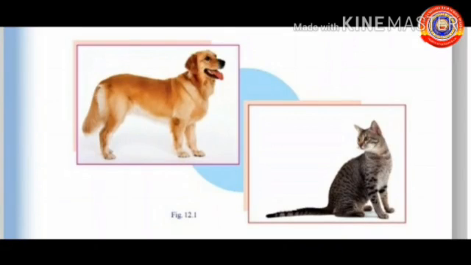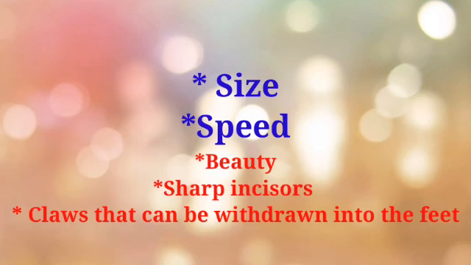Observe the figures. What criteria can be used for classifying these two organisms? The size, speed, beauty, sharp incisors, claws that can be withdrawn into the feet. These are some of the criteria that can be used for classifying these two organisms. Which among these criteria is the most suitable one for classification? Why?